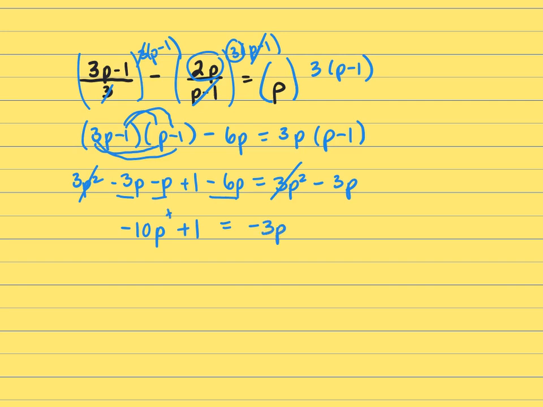And now let's add 10p to both sides to get our p's together. And so that leaves me a 1 equals 7p. Negative 3 plus 10. And that is a 1 over 7 equals p.